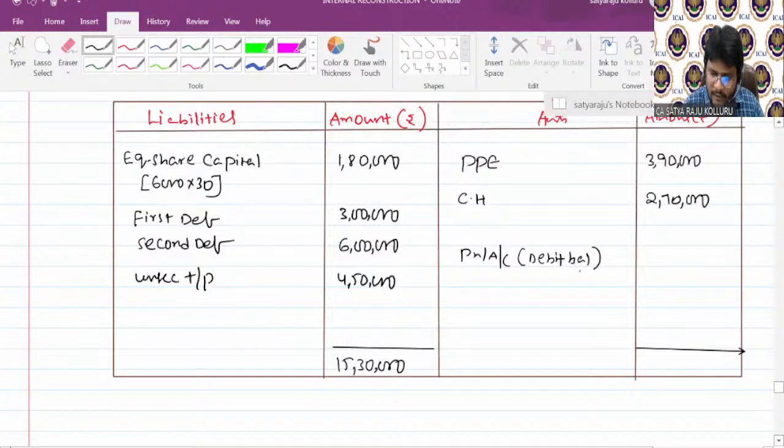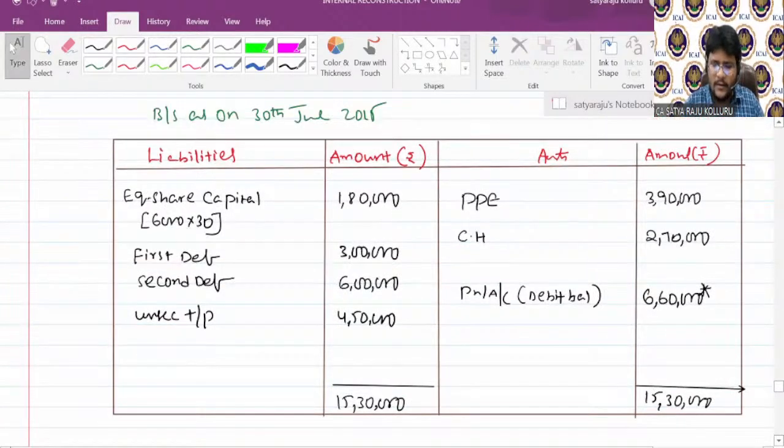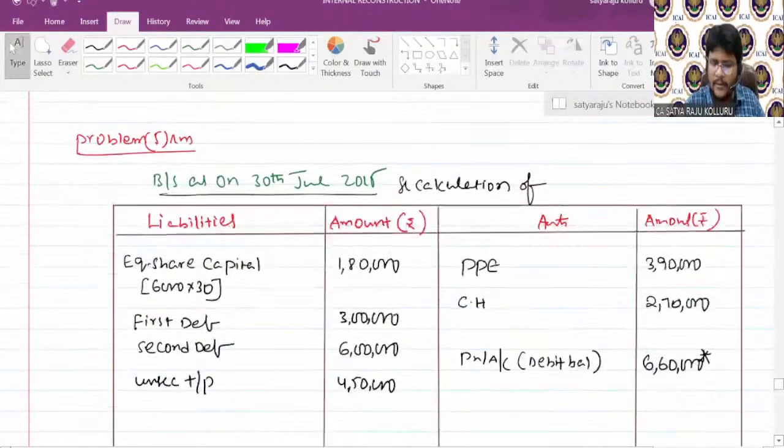The difference is the profit and loss account debit balance. Yes, arriving at the P&L account debit balance is the special issue in this problem, which is 6,60,000. So right, this is the balance sheet as on 30th June 2015, and you can also put the calculation of the P&L debit balance.